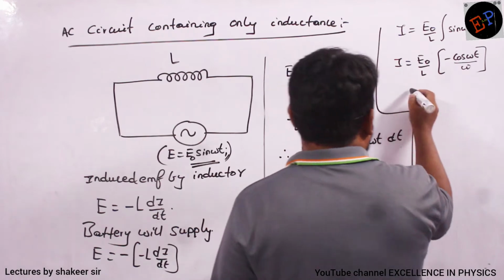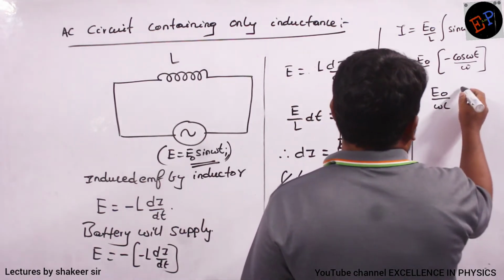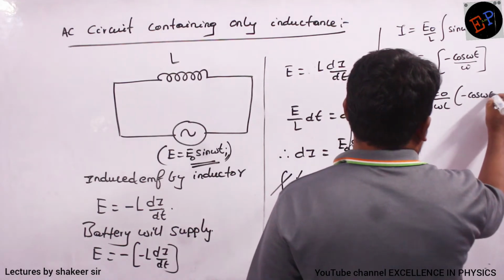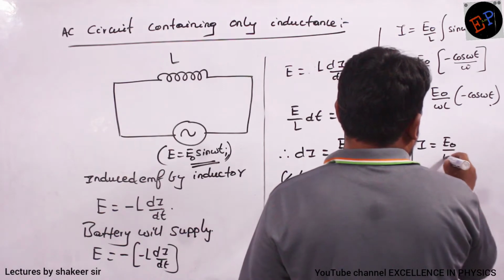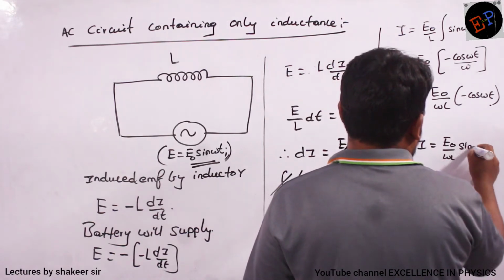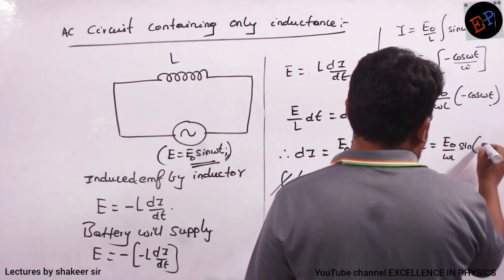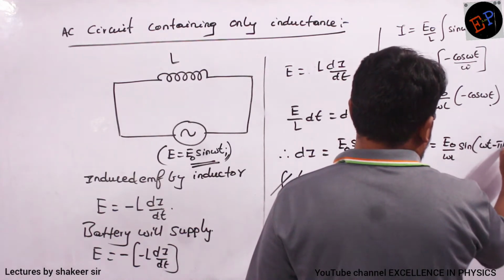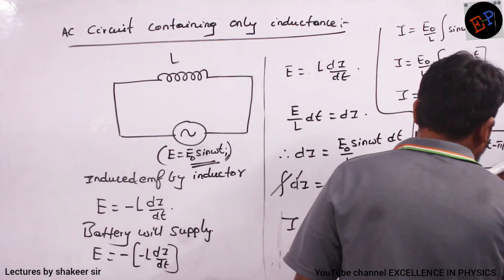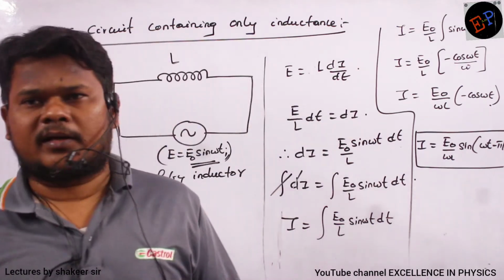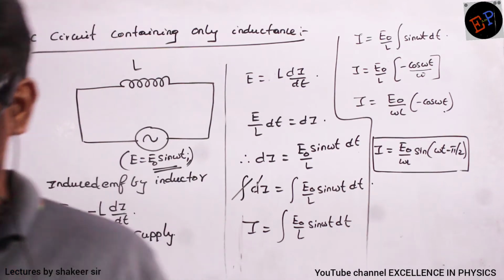So therefore, what is the final answer I got? I got E naught divided by omega L multiplied by minus cos omega t. Okay. So minus cos omega t can also be written as sin omega t minus pi by 2. I can write like this also. So this is the final equation of current which I got if only an inductor is present in the circuit. Are you able to understand?